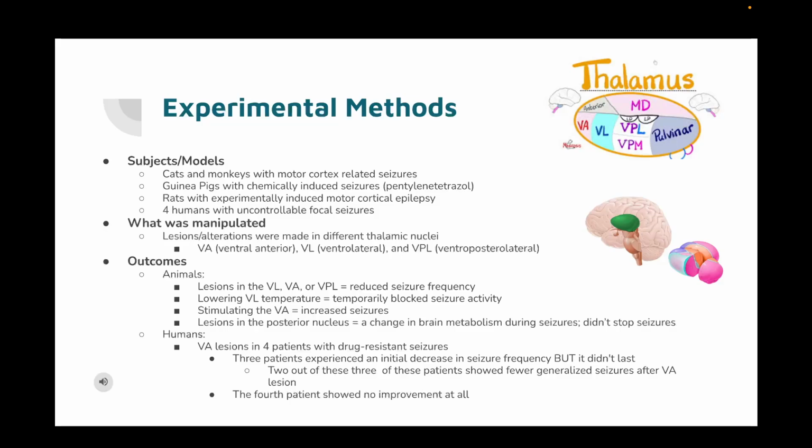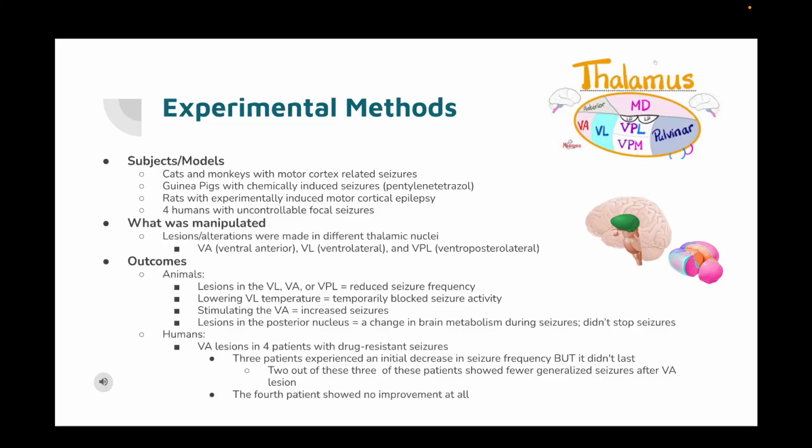What was manipulated? There were lesions or alterations that were made to different thalamic nuclei: the VA, which is the ventral anterior, VL, the ventrolateral, and VPL, the ventral posterolateral.